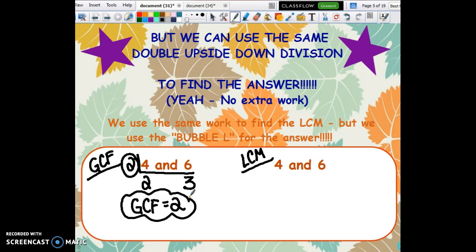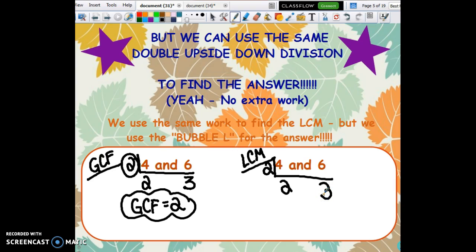Now let's take a look at how to do the LCM. You're actually going to go through the same process. You're going to take out common factors. Let's take out a 2. 4 divided by 2, we get 2. 6 divided by 2, we get 3.